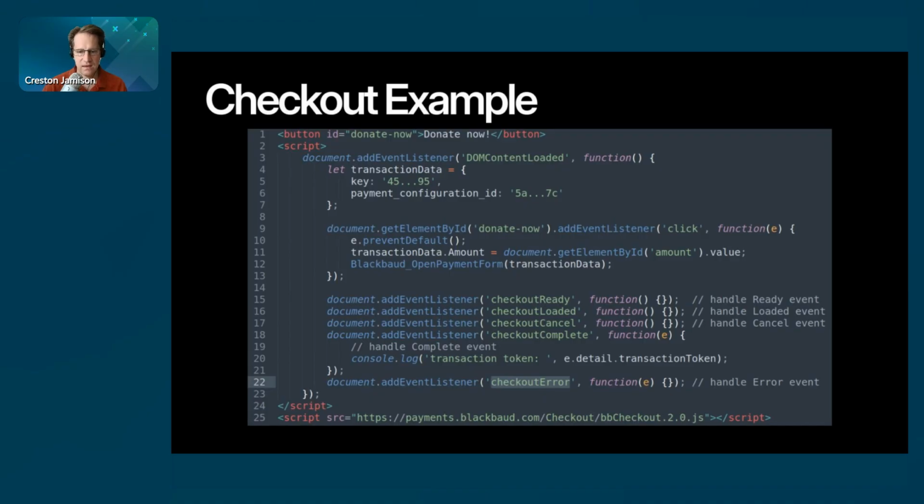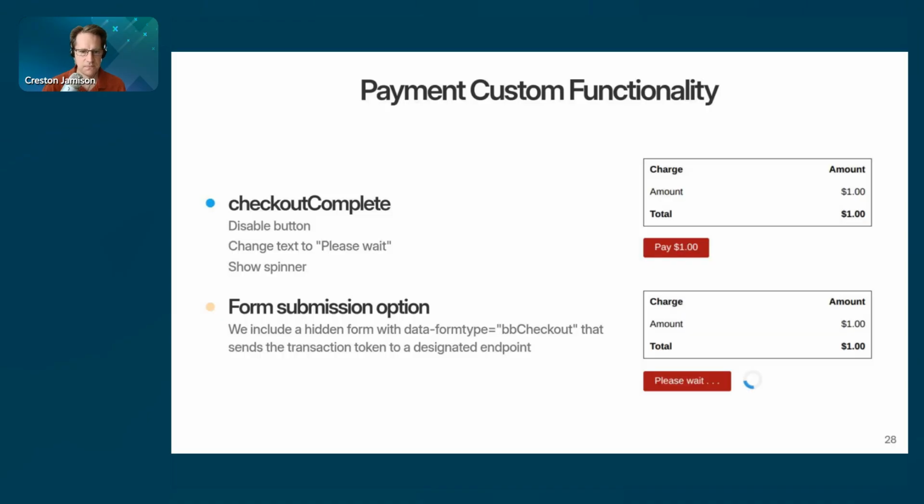Now, you can add as much other code to this to enhance the experience of the user. And here are some things that we did. On Checkout Complete, we chose to disable the button. In other words, they can't click the payment button again. We chose to change the text to "please wait." So again, more of an indication not to click the button. And then we show a little CSS spinner that appears. It just spins, letting the user know that something is happening.